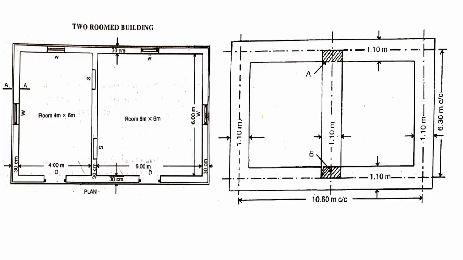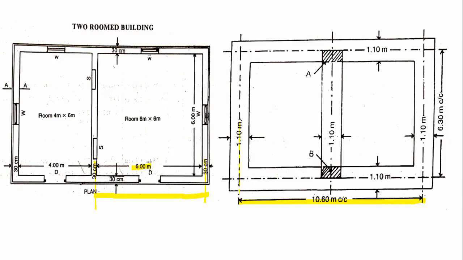So once again, we'll try to calculate the quantities now. First, before calculating, we have to calculate the center to center length. So this clear length is 4 meters. Center to center means here we have a 30 centimeter wall, so 15 centimeters here, and 30 centimeters here, therefore 15 centimeters here. So this center to center length will be 4.3 meters. Similarly, here the clear dimension is 6 meters. So 15 centimeters here, 15 centimeters here. Therefore this center to center distance will be 6.3 meters. 6.3 plus 4.3, if you add up, the center to center length will be 10.6 meters.